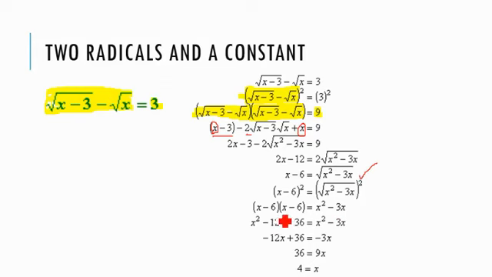So I have x minus 6 times x minus 6 equals x squared minus 3x. I multiply this out and I get x squared minus 12x plus 36, which equals x squared minus 3x. Now I am going to solve for x. My x squares actually cancel out. So negative 12x plus 36 equals negative 3x. Subtract. I get 36 equals 9x, so x equals 4.